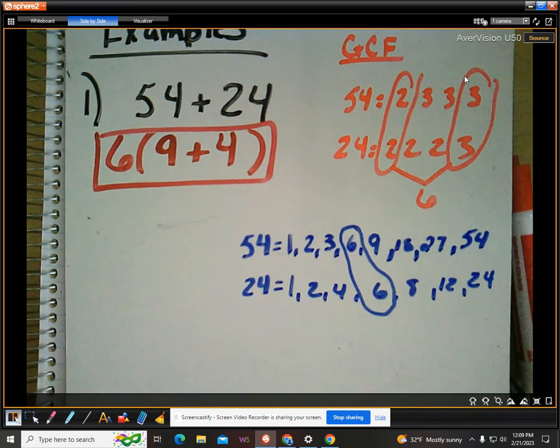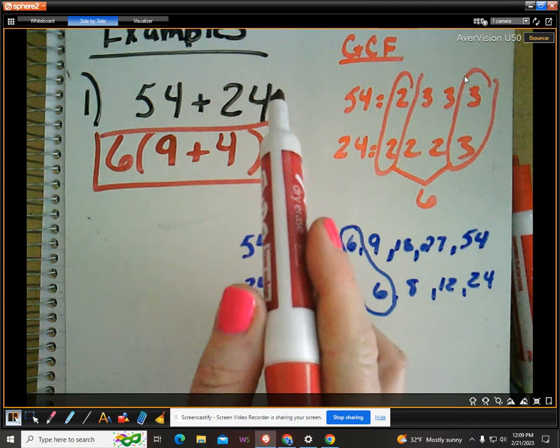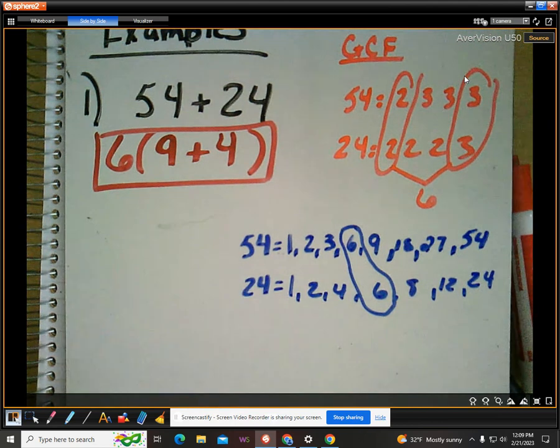You're factoring out the greatest common factor. You could always use a calculator. Take 54 divided by 6. You'll know it's 9. Take 24 divided by 6. You'll know it's 4. Now, here's the nice thing about factoring out an expression.